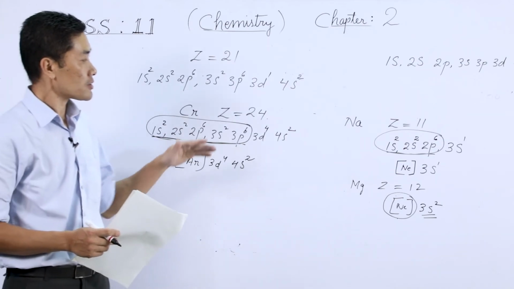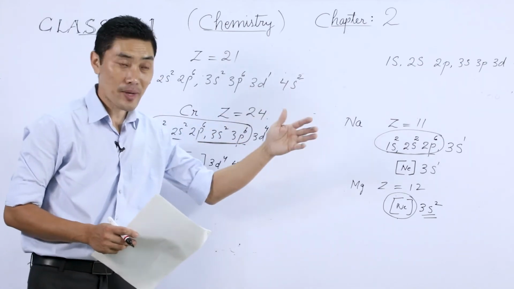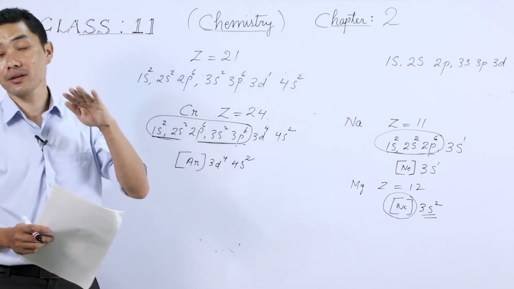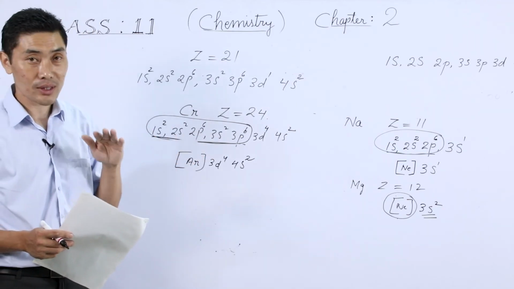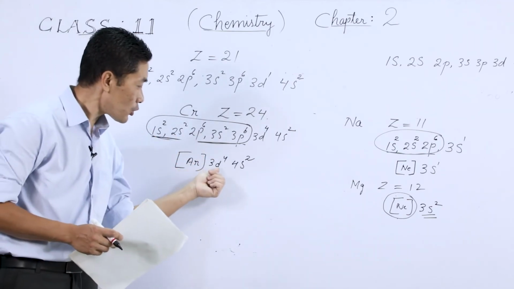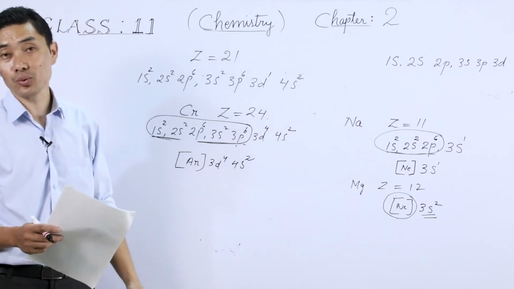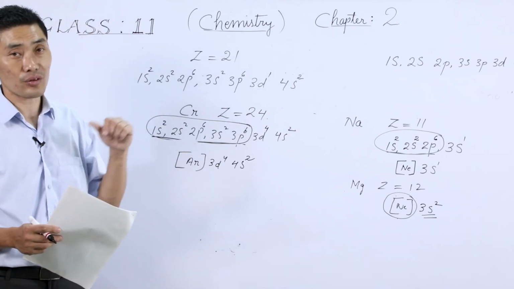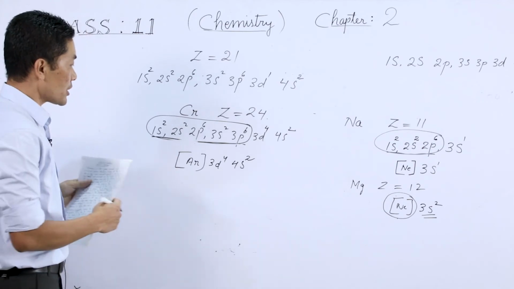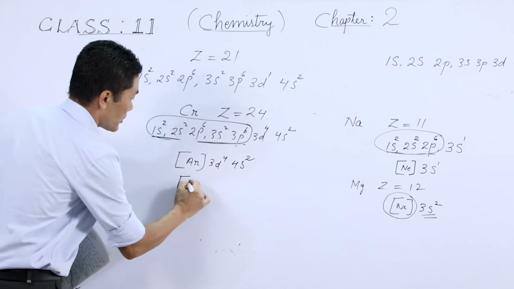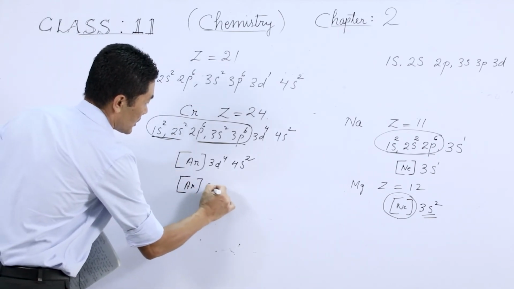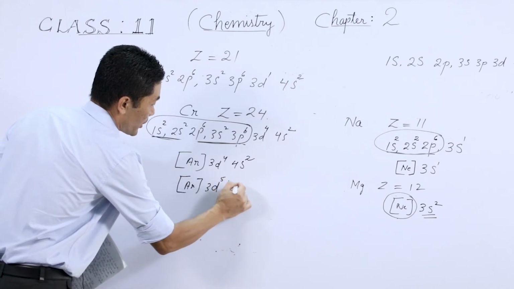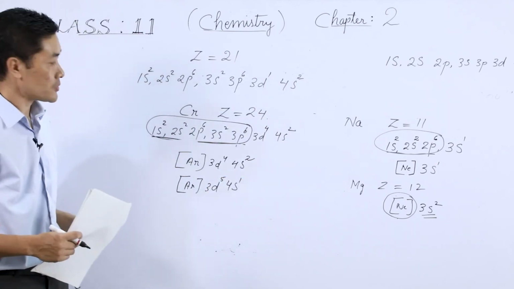But as we have seen just a few moments back, half-filled and fully filled orbitals are more stable. So these d orbitals also will be more stable when they are half-filled or fully filled. Therefore, the actual configuration of chromium is written as 3d5 and 4s1 instead of this.